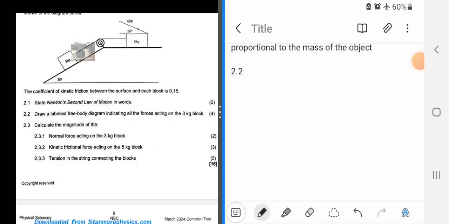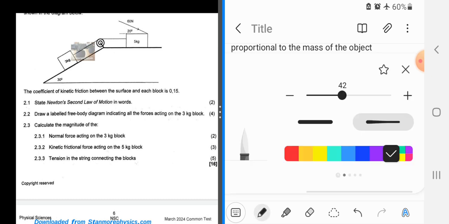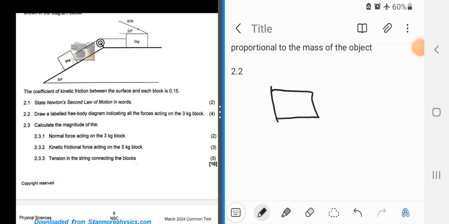All right, so 3.2 says calculate the magnitude of the normal force acting on the 3 kg block. So remember, when you are not pulling at an angle, normal force and gravitational force are the same. So here we have a box that is being pulled. Even if it's like this, it's being pulled in a straight line. So gravitational force and normal force are the same in these instances.